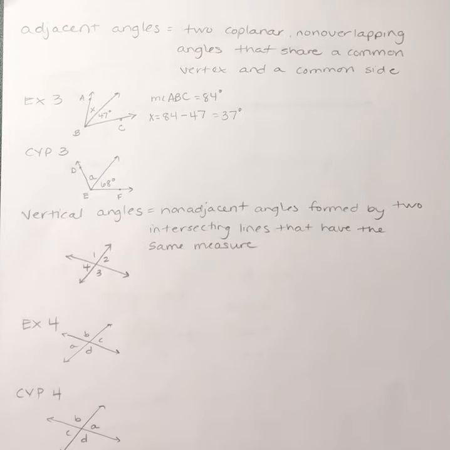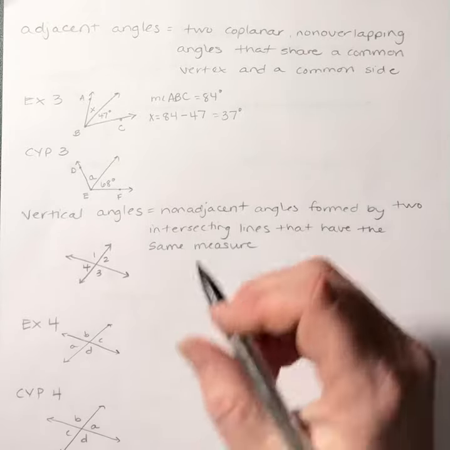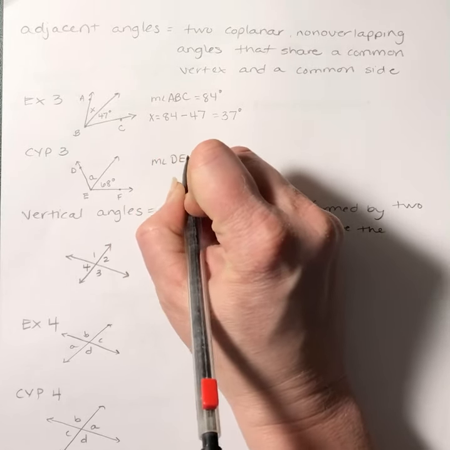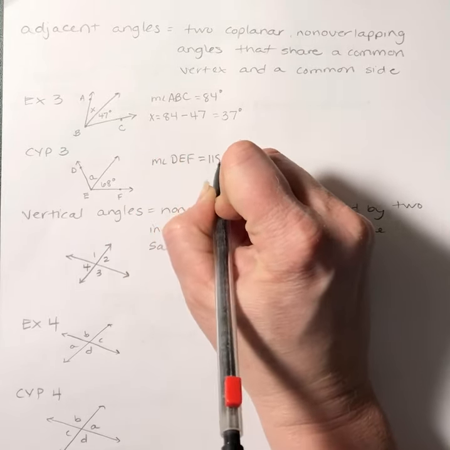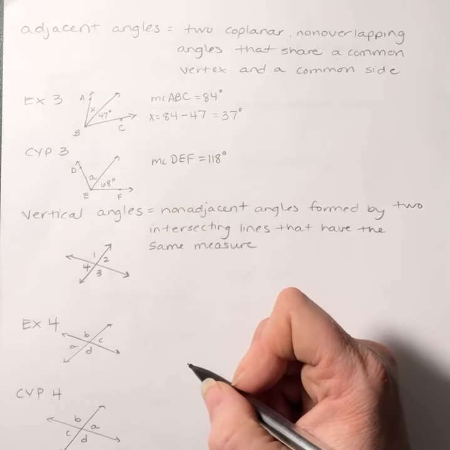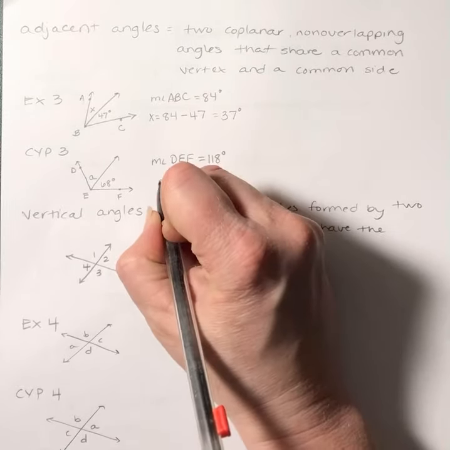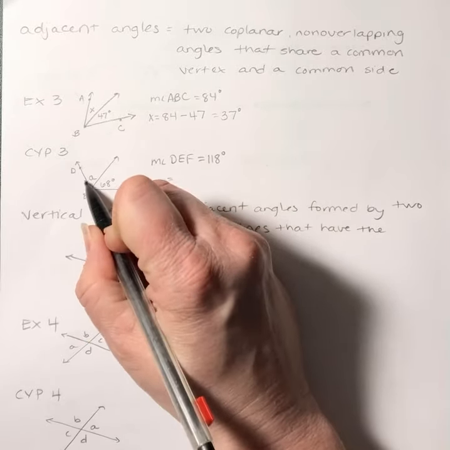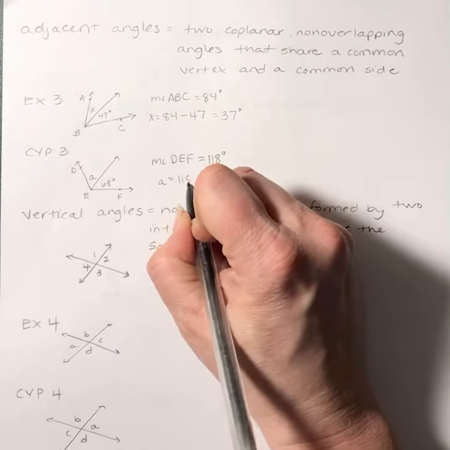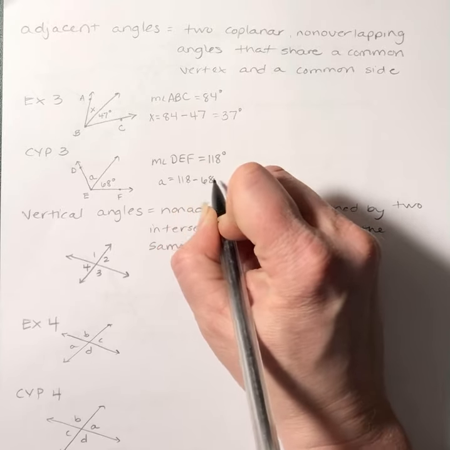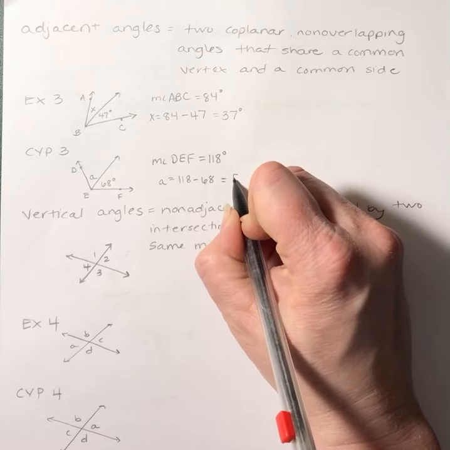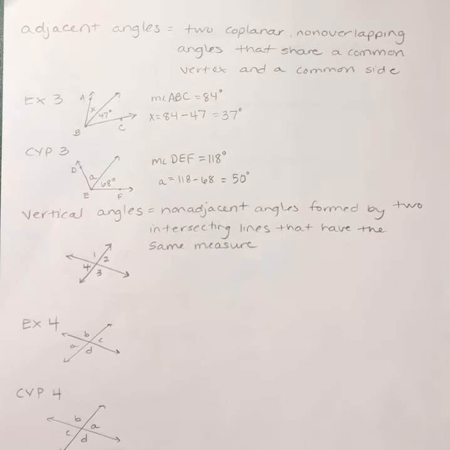Okay. Check your progress 3. Given that the measure of angle DEF is 118 degrees, find the measure of angle A. So angle A, you're going to take DEF as the whole angle. So 118 minus 68, and that'll give us 50 degrees.